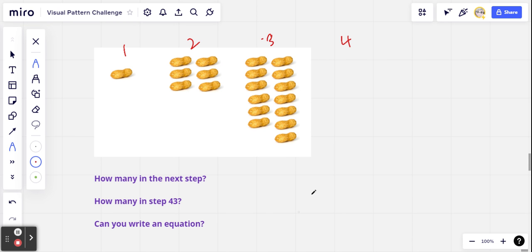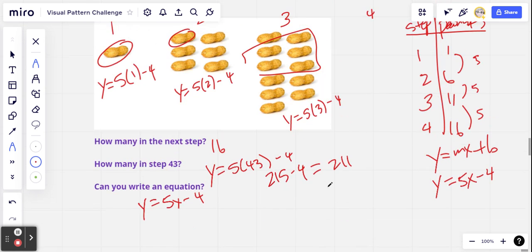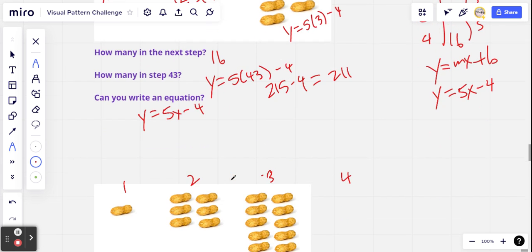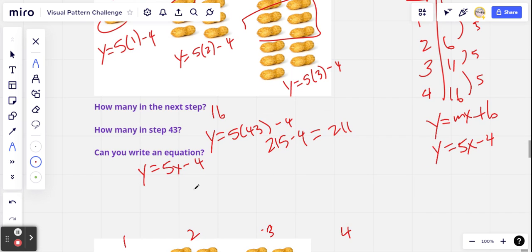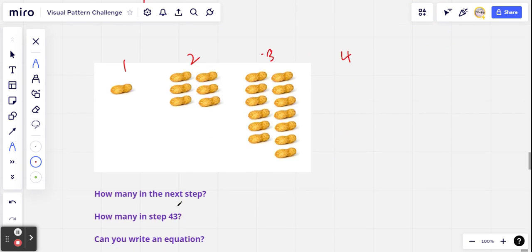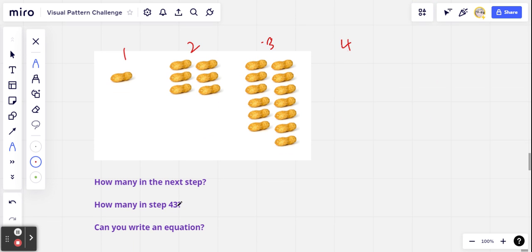Now, this pattern is very similar to one we saw just a couple of days ago. We started with 1 peanut, we went to 6. I think the same thing is going on here. Yeah, and we came up with this linear equation of y equals 5x minus 4. Take a look at this one. Do you think we're going to come up with something pretty similar? Is this going to be another linear equation? Is it the same equation? Or is it something else?